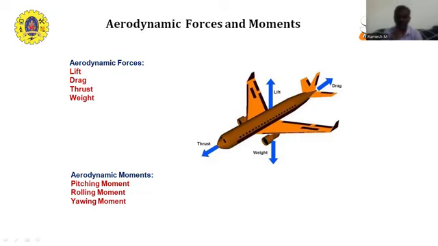So in today's class, I am summarizing once again. There are four aerodynamic forces: weight, lift, drag, and thrust. We discussed how thrust is produced, what the opposing forces are, as well as the self weight of the aircraft, and what about the lift. And we discussed the aerodynamic moments. There are three aerodynamic moments called pitching, rolling, and yawing.